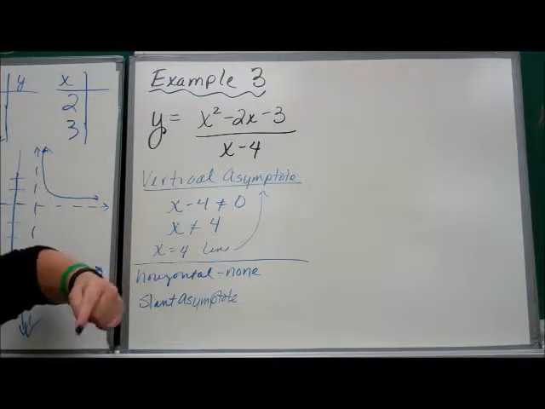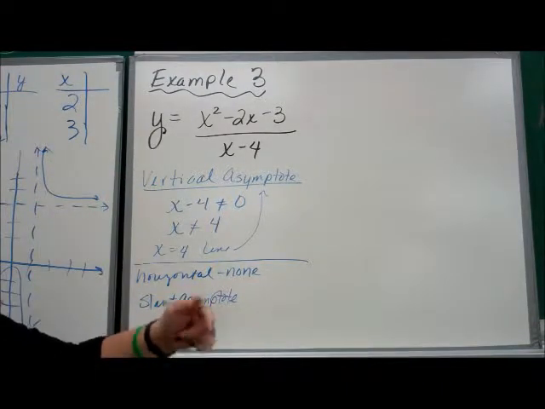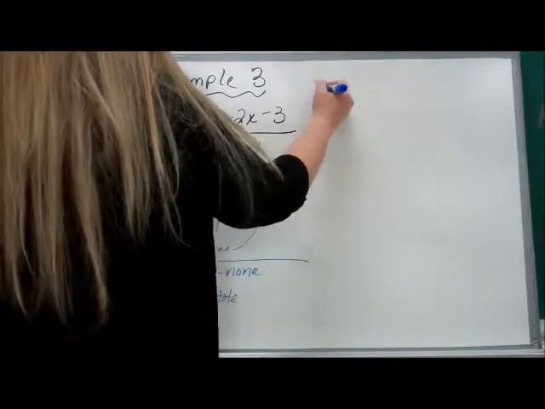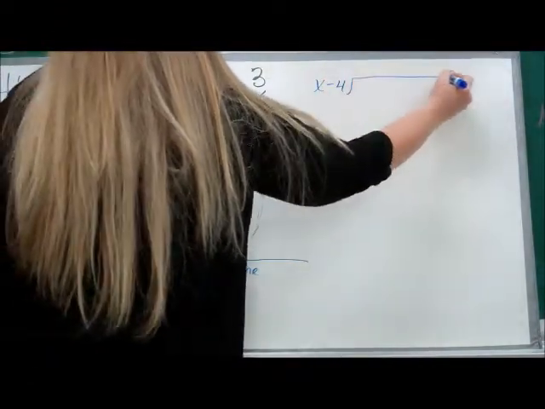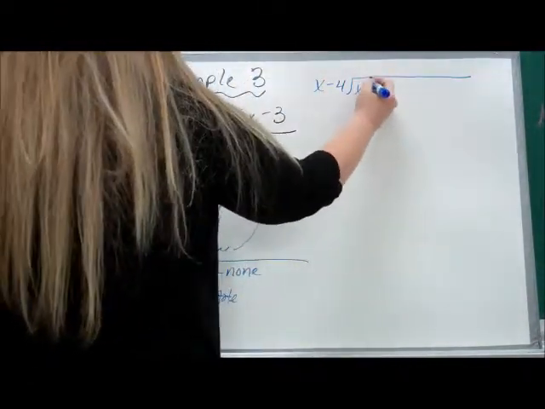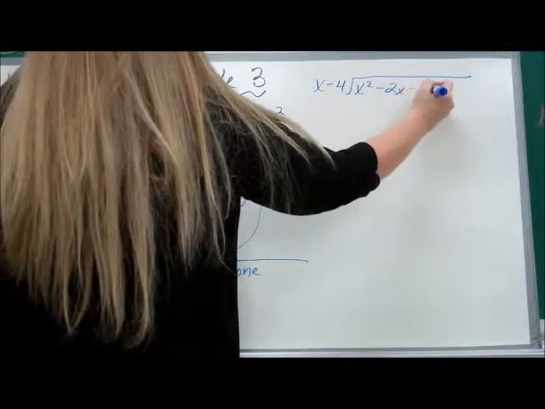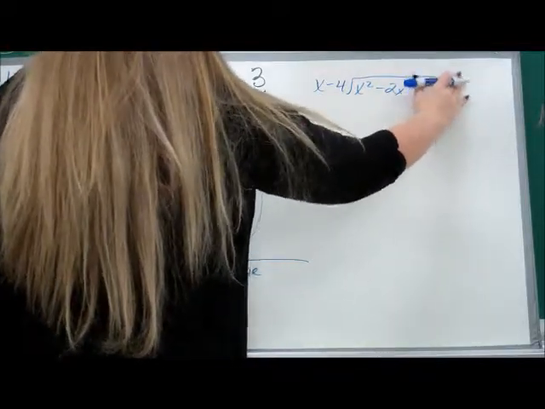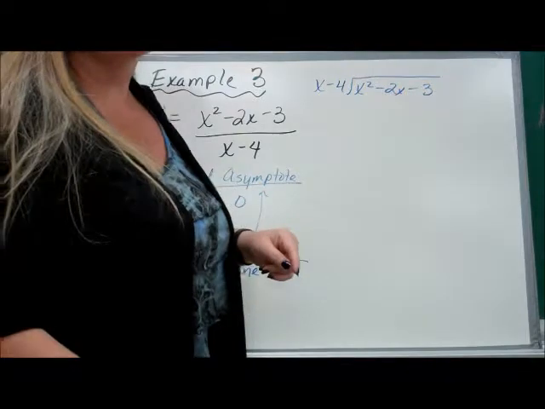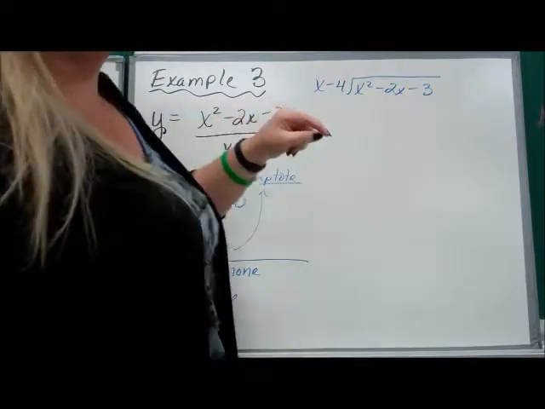How do we find that? We find that by doing division. So we're going to set up a long division. Remember long division from chapter 5? X squared minus 2x minus 3. Okay. Why do I use long division? Because you're not always going to be able to divide with synthetic division.